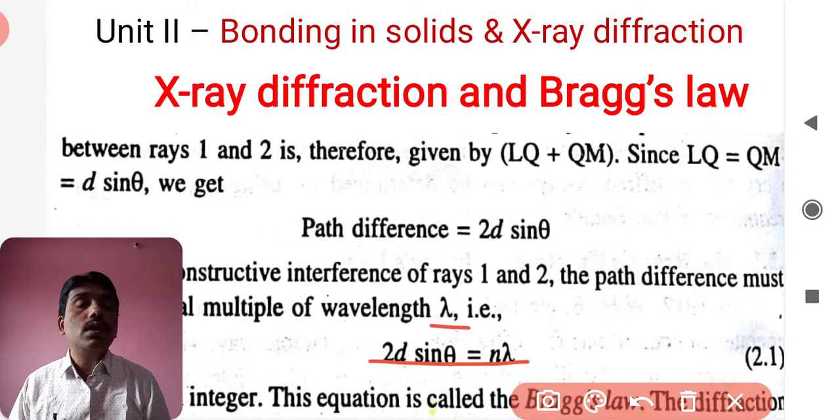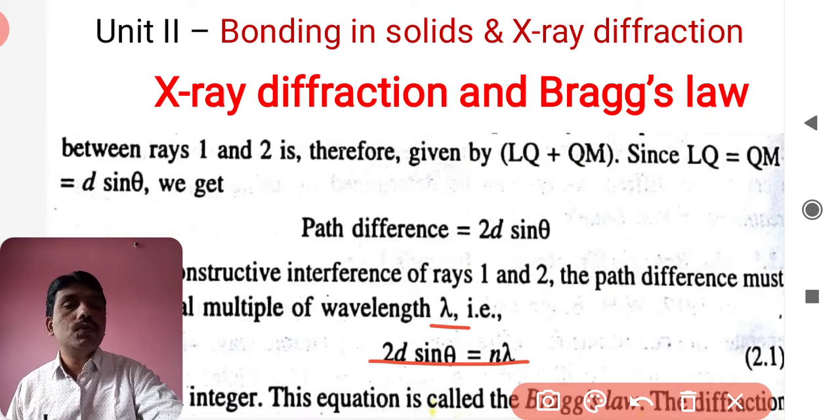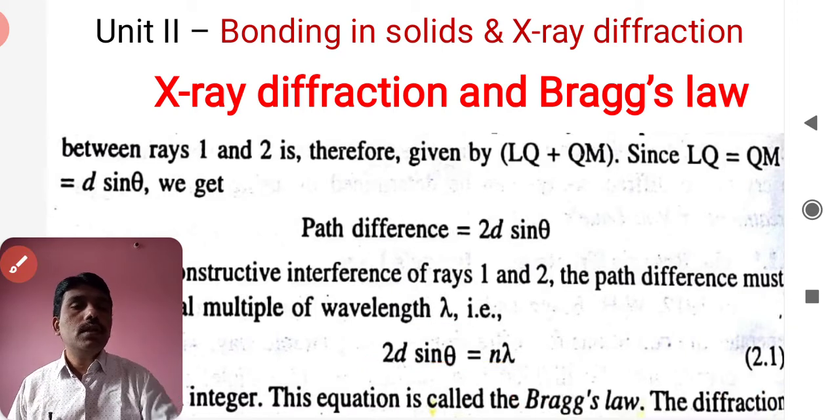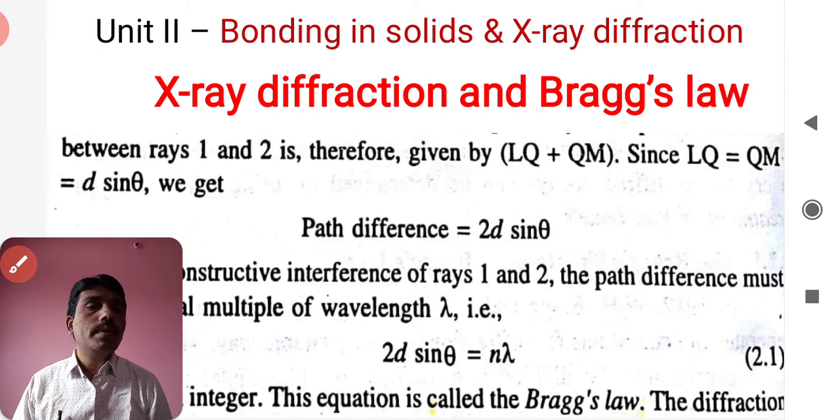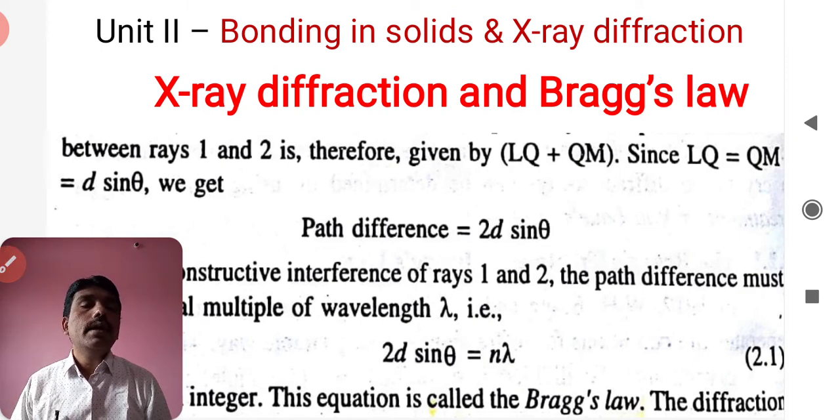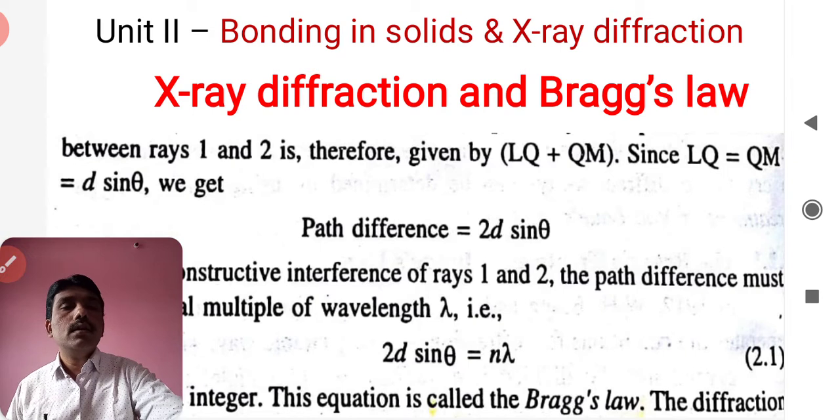And this is the relationship developed by Bragg, and this is called Bragg's law. So basically the equation is called Bragg's law, and it is useful for Bragg's diffraction, we can simply say.